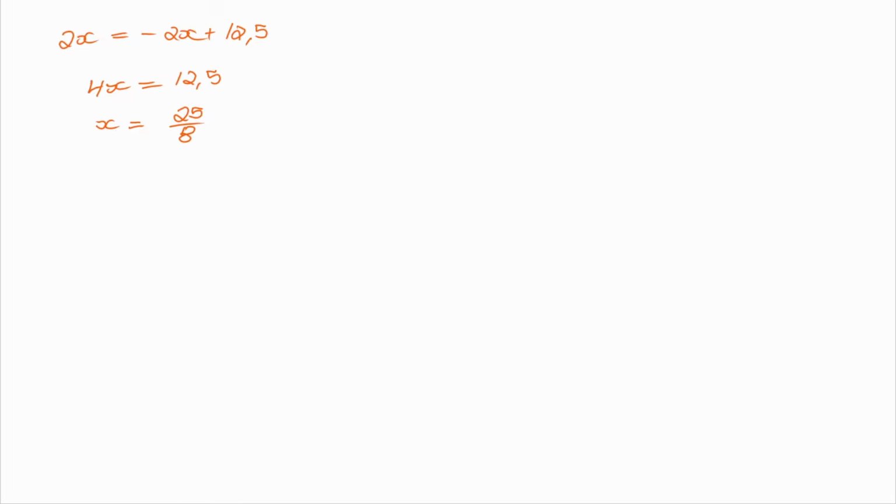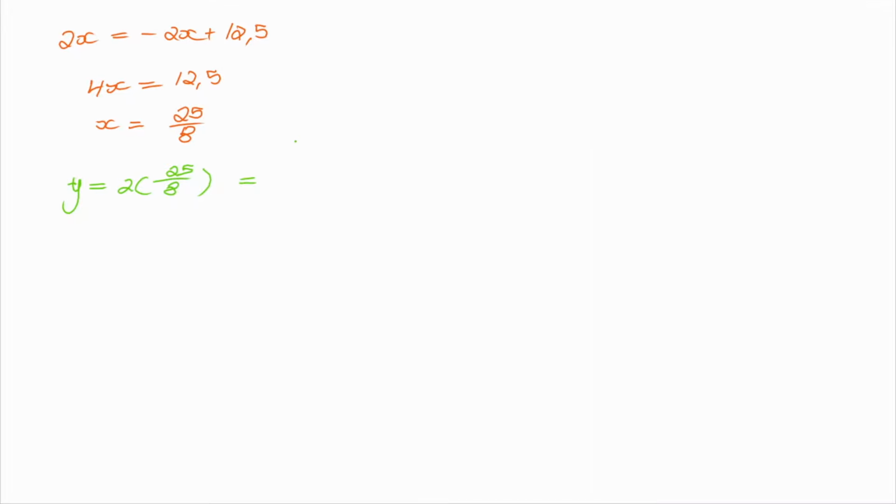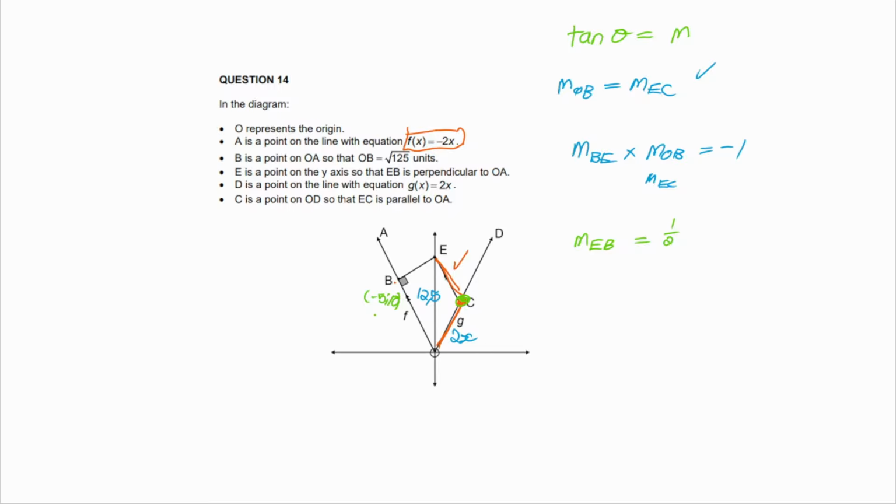All right, so that's the x part of C. Then to find the y part, I say y is equal to 2 times 25 over 8, so I just take the answer I had before, times 2, which is 25 over 4. So the coordinates of C are 25 over 8 and 25 over 4. I was expecting the coordinates of C to be positive, all right, so I have that.